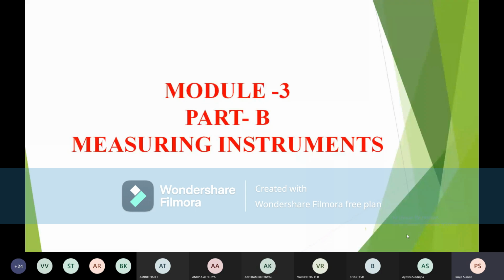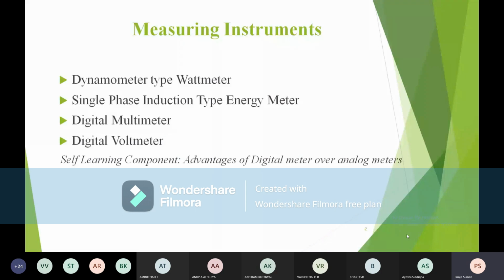So in your syllabus you have dynamometer type wattmeter, single phase induction type energy meter, digital multimeter ಮತ್ತೆ digital voltmeter ಅಂತ 4 ಕಾನ್ಸೆಪ್ಟ್ ಇದೆ in this part. So wattmeter ಅಂದ್ರೆ ಏನು? Do you have any idea wattmeter ಅಂದ್ರೆ ಏನು?